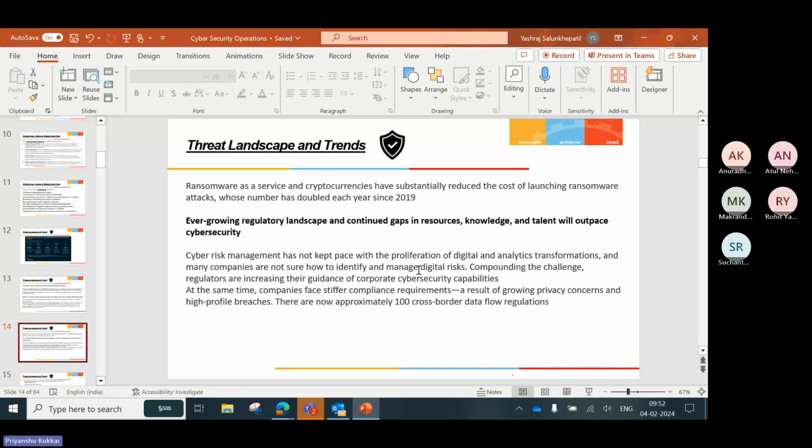Because the government will just say that a USB charger is needed from tomorrow, but you need to have the resources and manufacturing and infrastructure and finance and compliance, legal, everything for it, right? Apple is a big company, they do have it, but what about the small companies, right? So they need to identify and manage their digital risk. Compounding the challenge, regulators are increasing their guidance of corporate cybersecurity capabilities. Okay. At the same time, companies face stiffer compliance requirements, a result of growing privacy concerns and high-profile breaches.